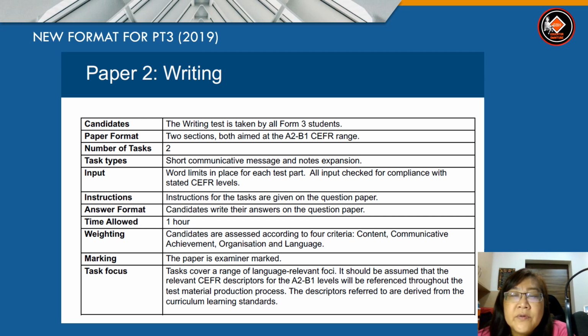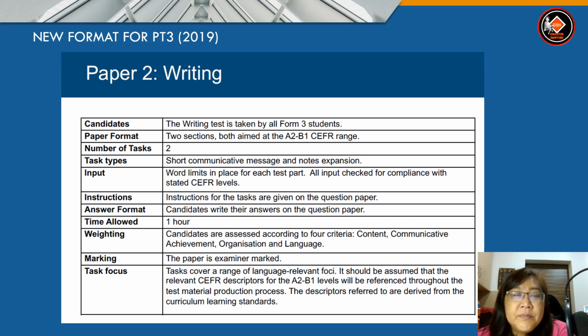All input is checked for compliance with the stated CEFR levels. Instructions for the task are given on the question paper, and candidates write their answers on the question paper. Time allowed is 1 hour. Candidates are assessed according to 4 criteria. So these are the criteria. Number 1, content. Number 2, communicative achievement. Number 3, organization and language.